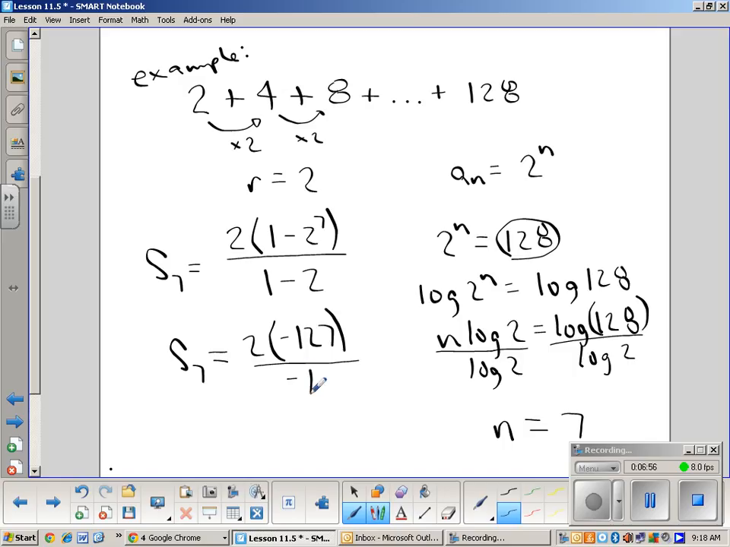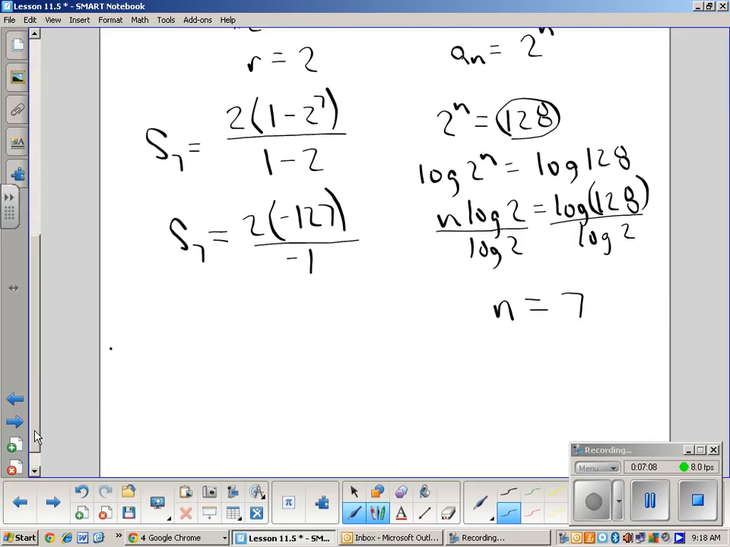Do you agree my negatives are going to cancel? I have a negative 2 times a negative 127 divided by negative 1. So if I just multiply, what do I get? 254.